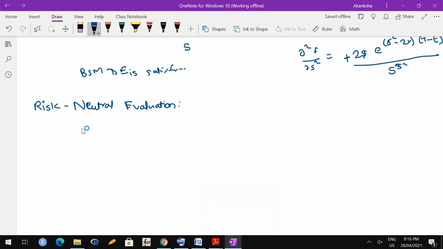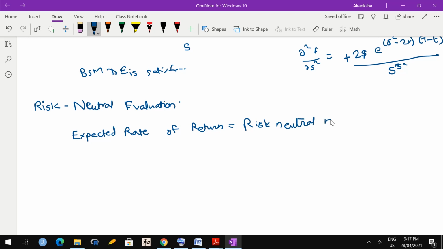It basically says that the expected rate of return on any investment should be equated to the risk-free rate of interest, because only then would things be free from arbitrage opportunity. So expected rate of return would be the same as the risk neutral rate of interest, that is R. This is the basic principle of risk neutral evaluation.